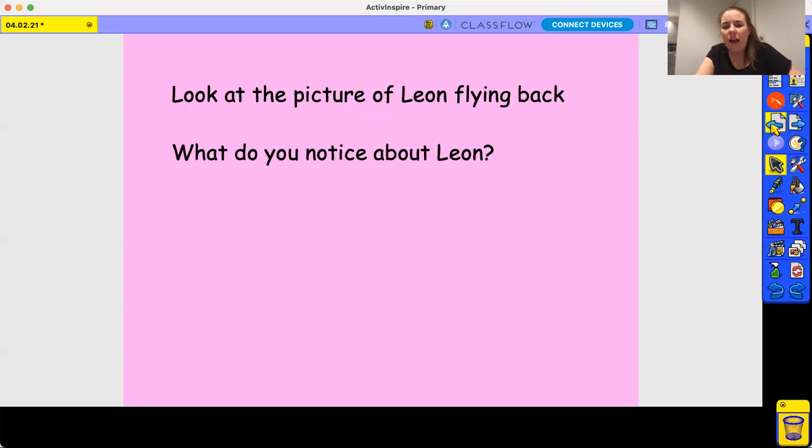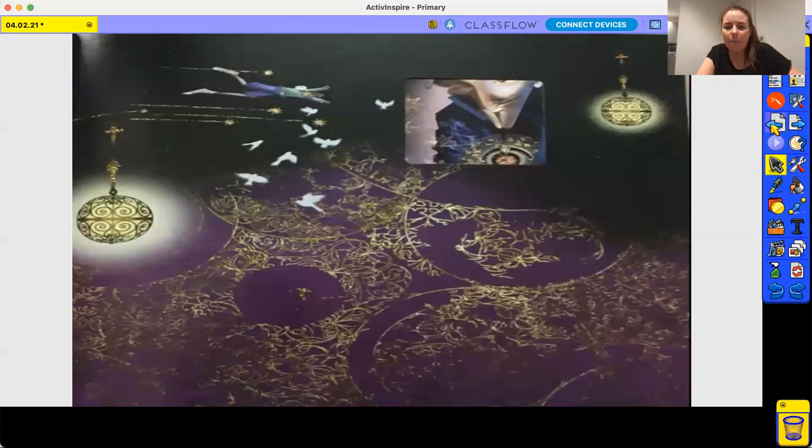Okay, so look at the picture of Leon flying back, and what do you notice? This is very different to the way he came in. He was falling, wasn't he? In this one, he seems like he's sort of flying, almost swimming towards Abdul Kazam. But if we just look here, there's a little white thing attached to Leon. Does anybody know what that could be? Yeah, it is the rabbit.